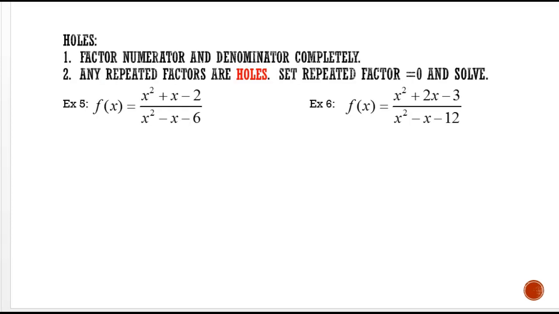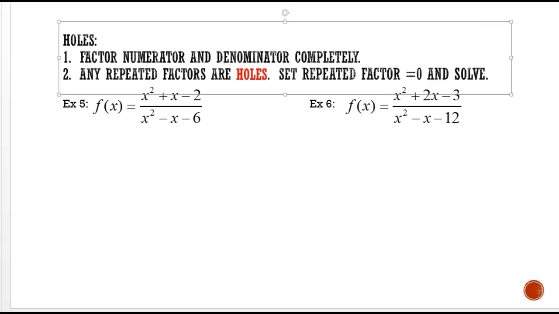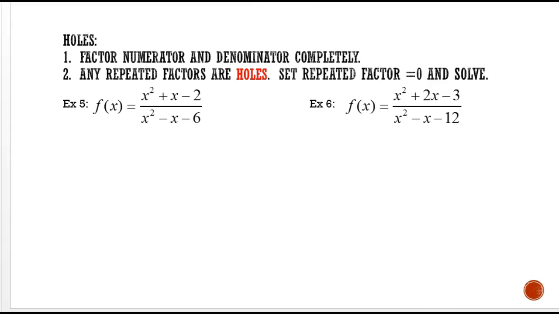So let's look at how to find a hole. Now, what's a hole? Well, if you have a graph of a rational function, sometimes the graph will actually skip over a point, something like that. And it's actually called a hole, like a rabbit hole. Okay? And we can find those holes by having like factors in the numerator and the denominator.